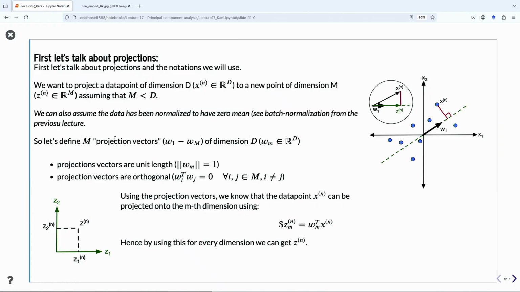Okay? So let's define m projection vectors. To define this new space, we need a series of vectors. A two-dimensional space is defined by two vectors. A one-dimensional space is defined by one vector. A three-dimensional space is defined by three vectors, right? So let's define a new m-dimensional space by having m vectors. And each of these vectors is of dimension d. Because these vectors are of dimension d, it allows us to go from a d-dimensional space to an m-dimensional space.